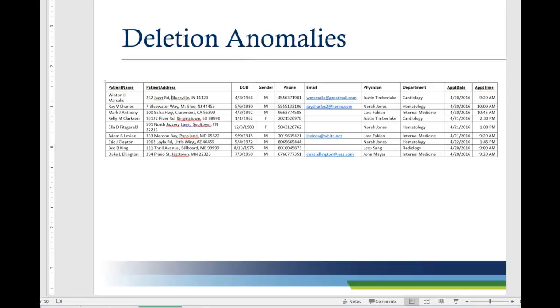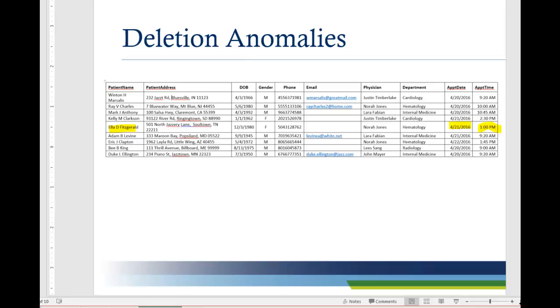Deletion anomalies occur when a deletion of certain data would cause a deletion of other data and therefore affect the database integrity. So in this example here, suppose the patient Ella Fitzgerald wants to cancel her appointment. Technically, we only have to delete the appointment time and the appointment date.